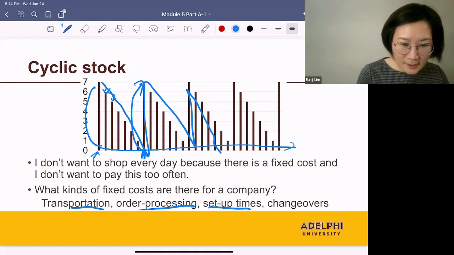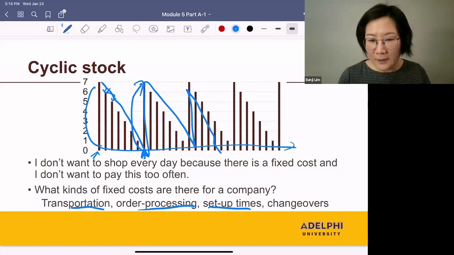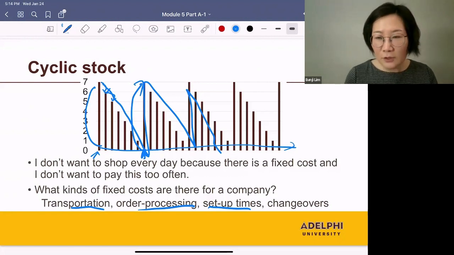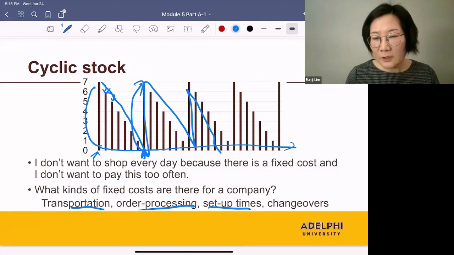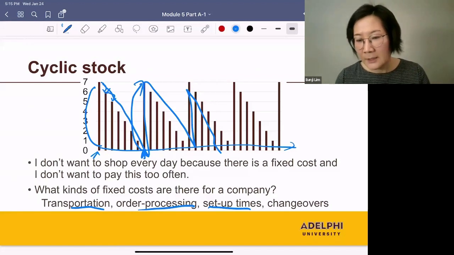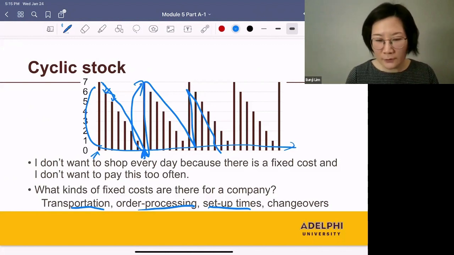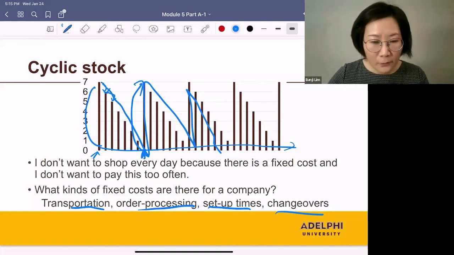Next, a setup time is a fixed cost. What's a setup time? In a production line, when you switch from production of one type of product to another type of product, you need to adjust the settings of the machines. And the time you need to adjust these machines is called the setup time. And this is a fixed amount of time you need regardless of how many units you produce in the next production run. Changeover is another word for the setup time.